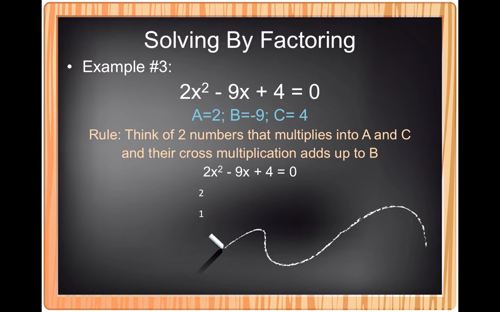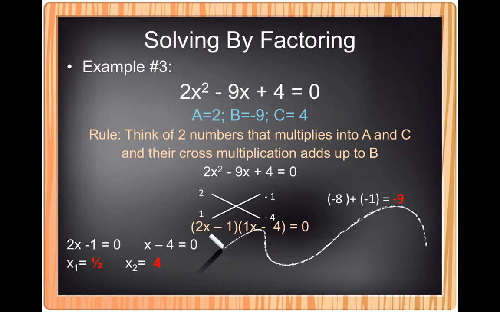So the factors of 2 are 2 times 1. Two numbers that make 4 are negative 1 times negative 4, and their cross multiplication gives us negative 9. And as we said earlier, there are multiple possibilities to find the product of 2 and 4, but we need to choose the one that adds up to b. Therefore, we can write that in factored form, (2x minus 1) times (x minus 4) equals 0, and solve each equation separately, and the solutions will be 1 over 2 and 4.